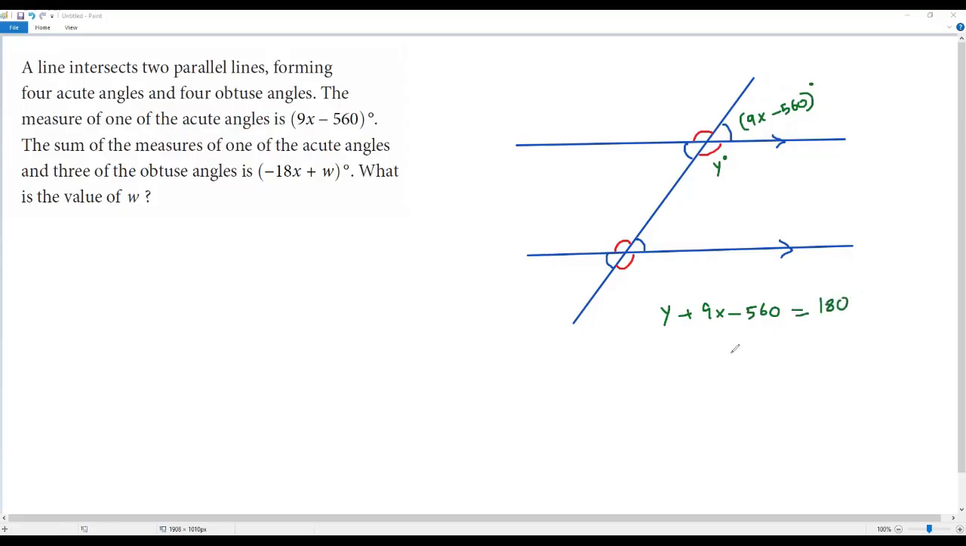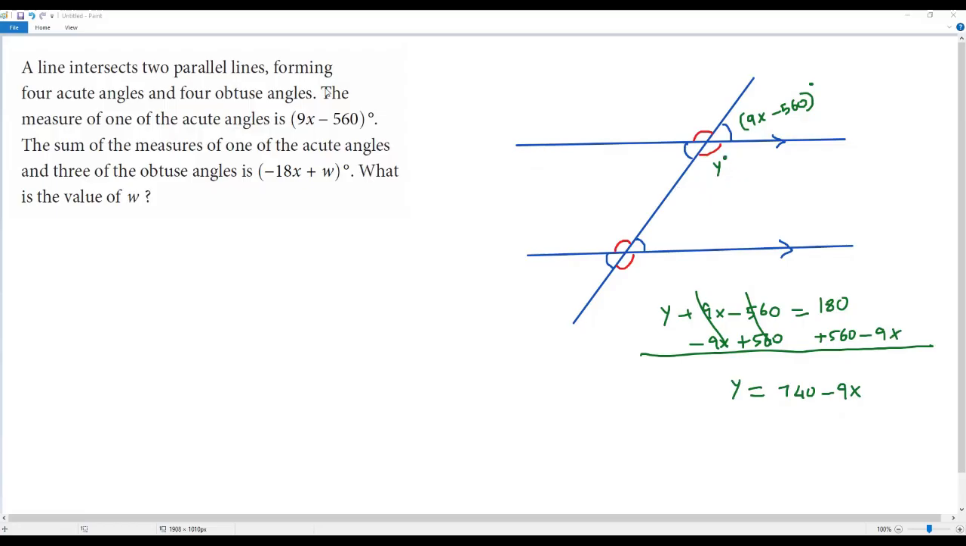Let's solve for y in this equation. For that, we have to add 560 to both sides, and also subtract 9x from both sides. Here this one will cancel, this one will cancel. We get y equals, when I add these two values, 740 − 9x. Here I got the measure of one of the obtuse angles, 740 − 9x, because we know that y represents the measure of one of the obtuse angles.